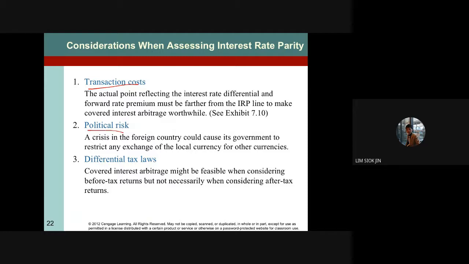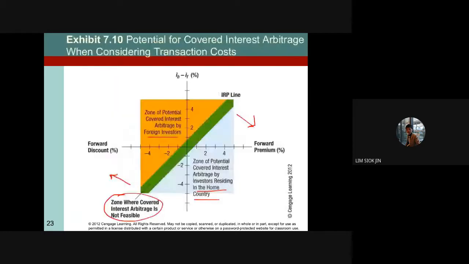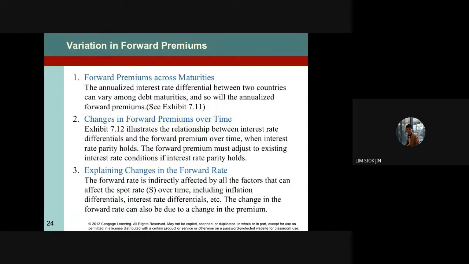The second thing is political risk, where a foreign country may suddenly have a crisis and restrict any exchange of local currency. And then there will probably be tax law, right? Because some countries have very strict tax law where if you make interest gains in the country, you need to pay tax before converting back. So your interest also has to consider tax. We didn't even talk about this. But we are just based on a simplistic model to explain how the interest rate differential between home and foreign country, taking into consideration exchange rate risk, might make it possible for investors to make a zero risk return, which is known as arbitrage.